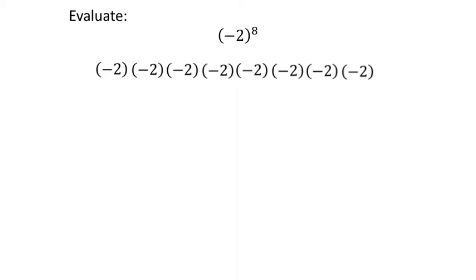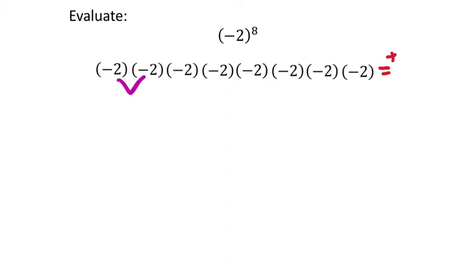So for me, how many negatives are there in this multiplication problem? 1, 2, 3, 4, 5, 6, 7, 8. Same as the exponent, by the way, which we should expect. 8 is even, which makes my answer a positive. There you go. And so I don't have to worry about the negatives anymore. Really, all I'm doing is just multiplying 2's.